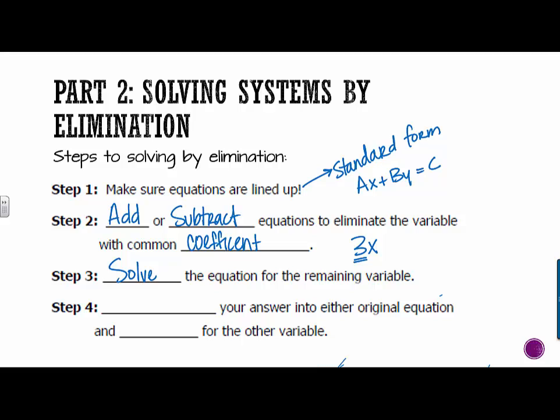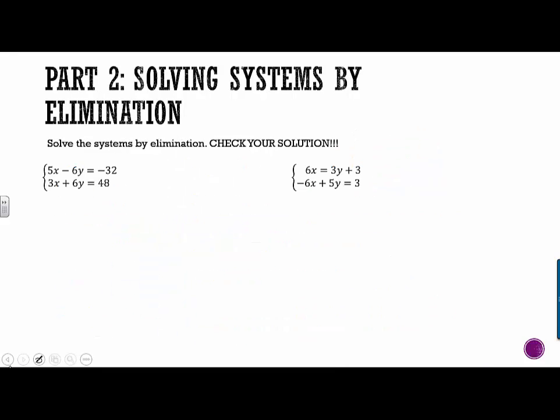And then even though this is elimination, we're going to use substitution. So when you get done solving, substitute your answer into either original equation and solve for the other variable. So there's a couple more steps than there was to graphing or substitution, but elimination is my favorite. This is the one I tend to use the most. So solve the system by elimination, check your solution.